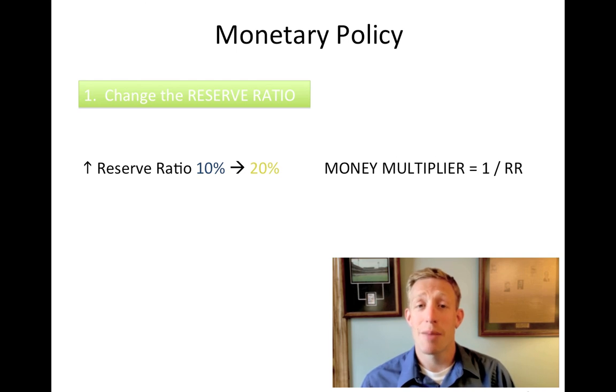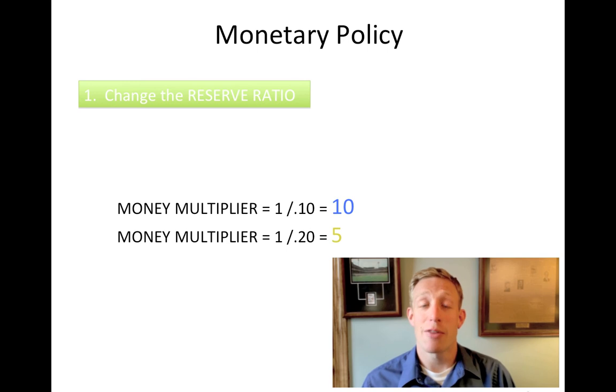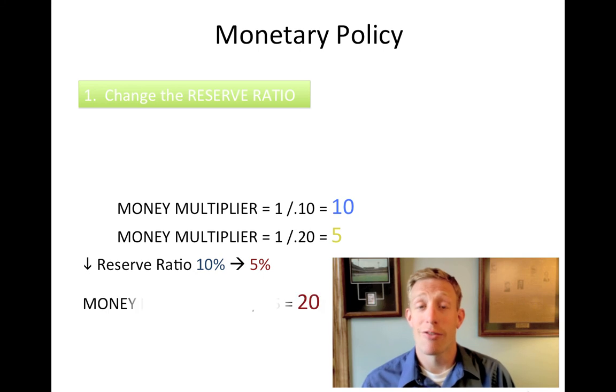If the reserve ratio is 10%, then we take 1 divided by 0.1 and that equals 10. If the reserve ratio is increased to 20%, then we take 1 over 0.2, which gives us a money multiplier of only 5. So the ability of a bank to create money through lending is diminished and is thus contractionary. If the Fed decreases the reserve ratio, let's say they go from 10% to 5%, then the money multiplier increases to 20, 1 divided by 0.05, and the money supply will increase. So this is expansionary.